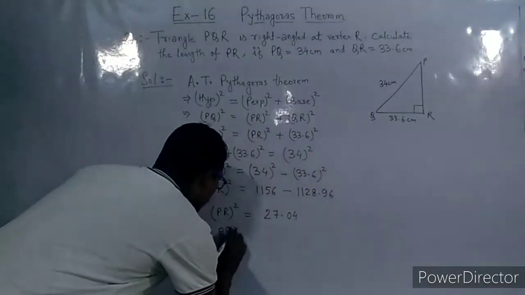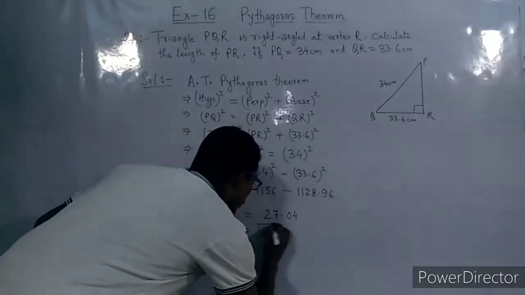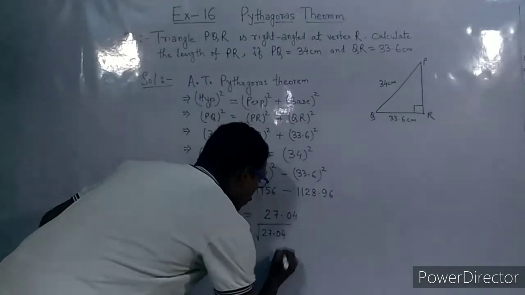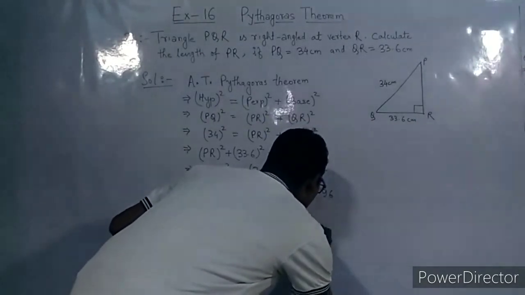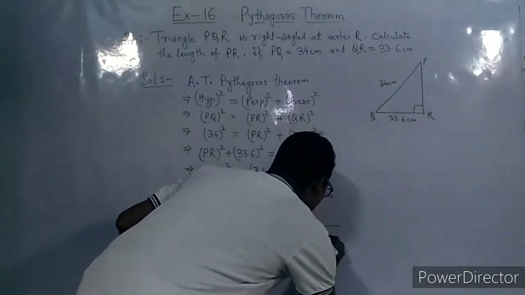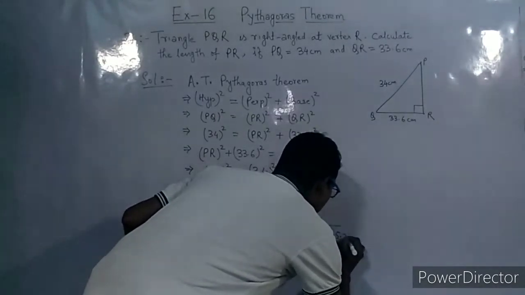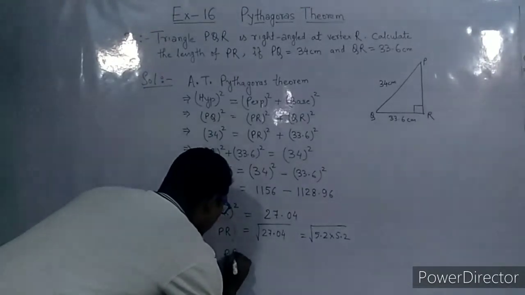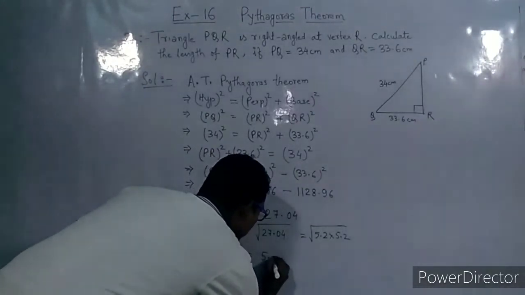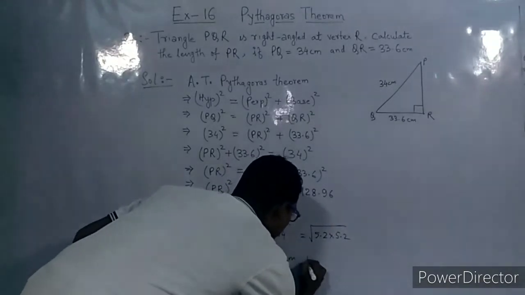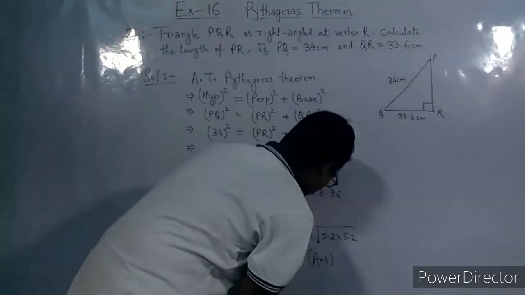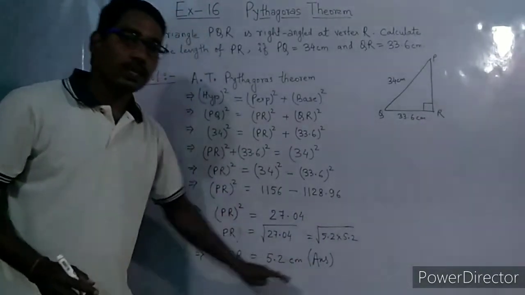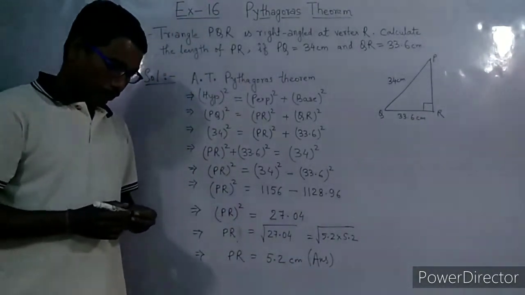By taking the square root on both sides, we get PR equal to root under 27.04, that is 5.2 into 5.2. So PR is 5.2 centimeter. This is the answer. Hope it is clear.